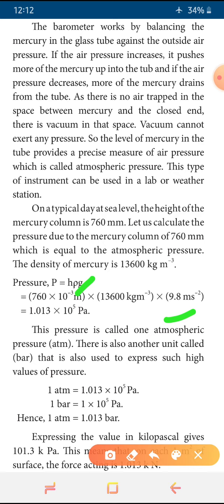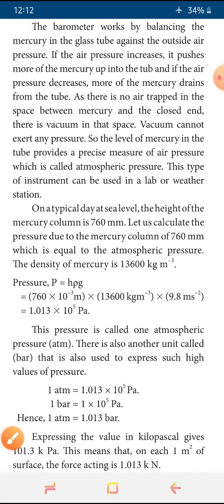And one atmospheric pressure is taken as 1.013 into 10 to the power 5 Pascal, or 1 bar we can write as 1 into 10 to the power 5 Pascal. Then we can write 1 atmospheric pressure is equal to 1.013 bar. Expressing the value in kilopascal, 10 power 3 will be written as what? 1 kilo. Then 10 power 5 can be converted into 10 power 3 into 10 power 2. Then this 1.013 will become 101.3 when we convert into 10 power 3 into 10 power 2. 10 power 3 will be taken as 1 kilo.